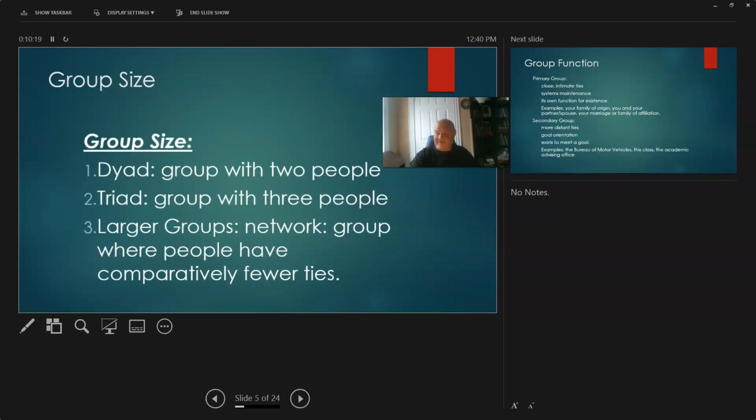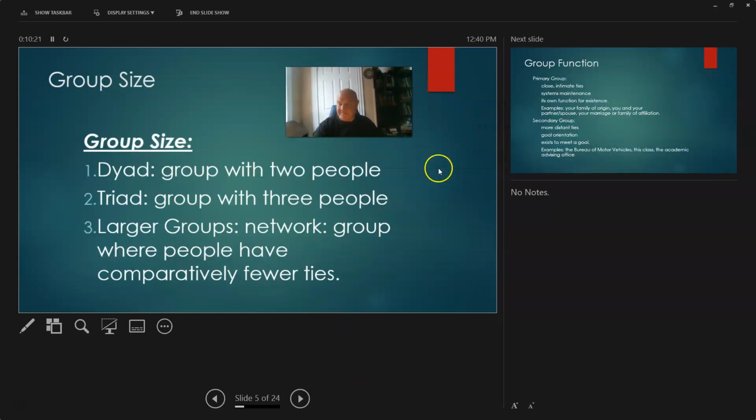Group size has to do, quite simply, with how many people are in a group. A dyad is a group with 2 people. A triad is a group with 3 people. And then we have larger groups, networks, groups where people have comparatively fewer ties. With families, often we have family networks. A lot of communities have families where there are family reunions, where all the cousins come around and so forth.